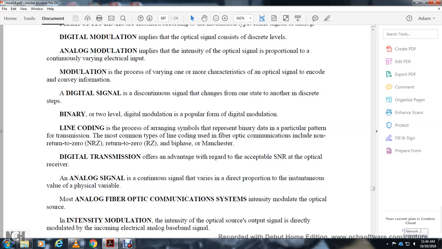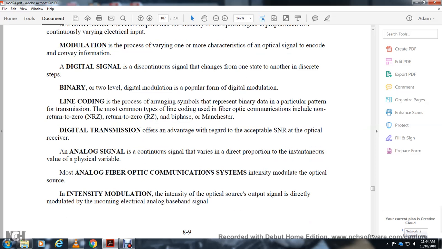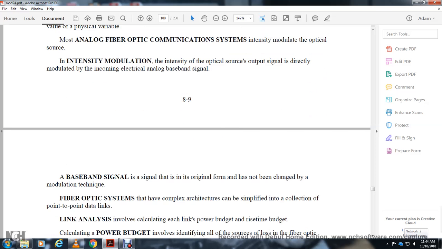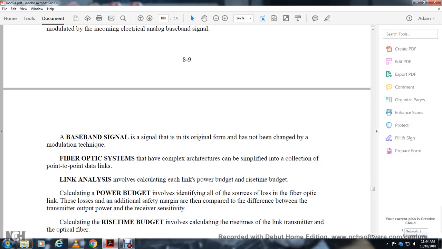Most analog fiber optic communication systems intend to modulate the optical source using intensity modulation. In intensity modulation, the intensity of the optical source output signal is directly modulated by the incoming electrical analog baseband signal. A baseband signal is an original form that has not been changed by the modulation technique. A fiber optic system has a complex architecture that can be simplified into a collection of point-to-point data links. Link analysts are involved with calculating each link's power budget and rise time.